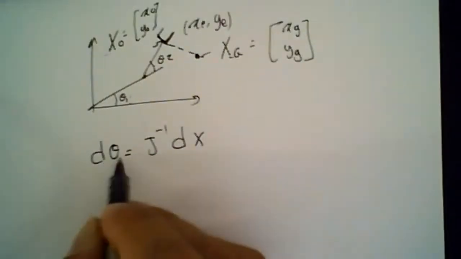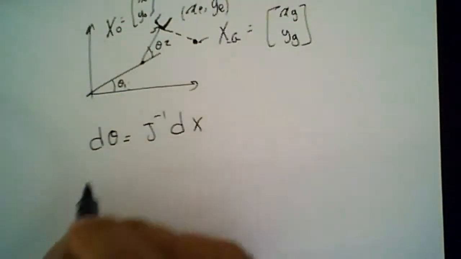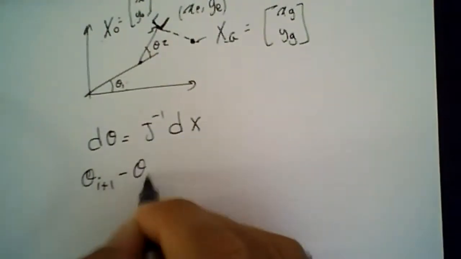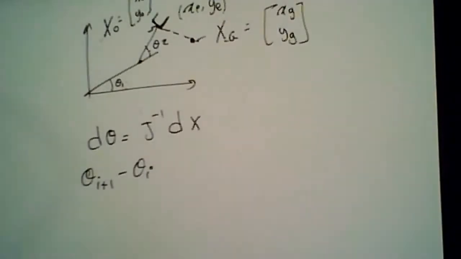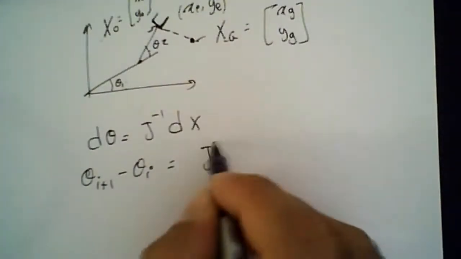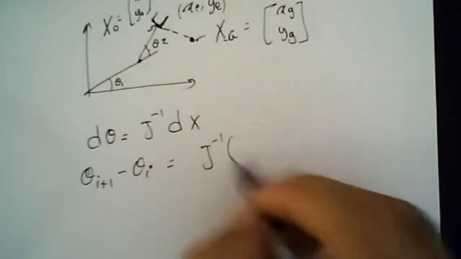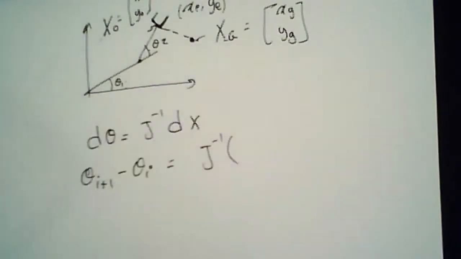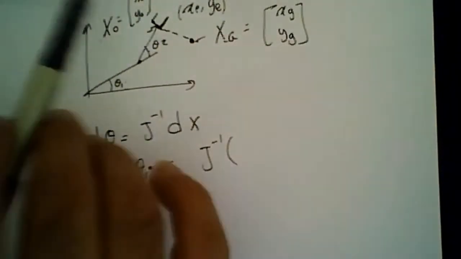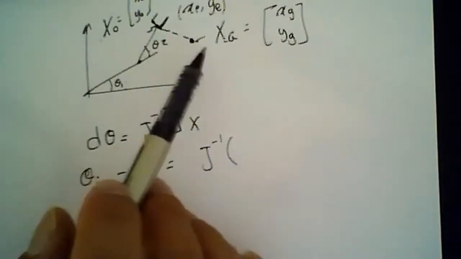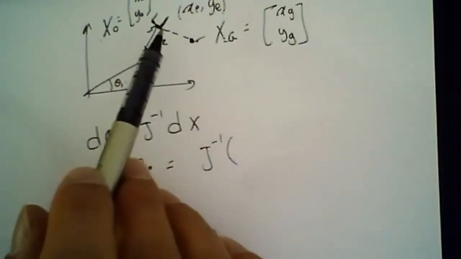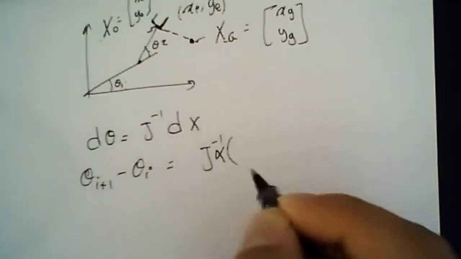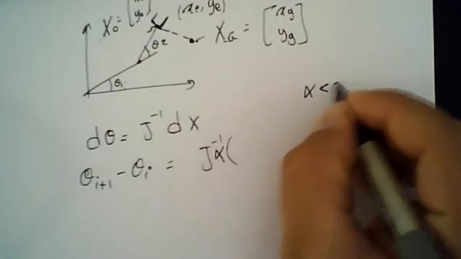So here's what I'm going to do. d theta is equal to theta i plus 1 minus theta i, because we're doing this iteratively, which is equal to J inverse times dx. What is dx? I'm starting at this x0 and going to the goal position. But I'm not going to take this whole thing at one time because it would be a very large dx. We want to take a very small amount of dx, so we multiply this by a value alpha, where alpha is much less than 1.